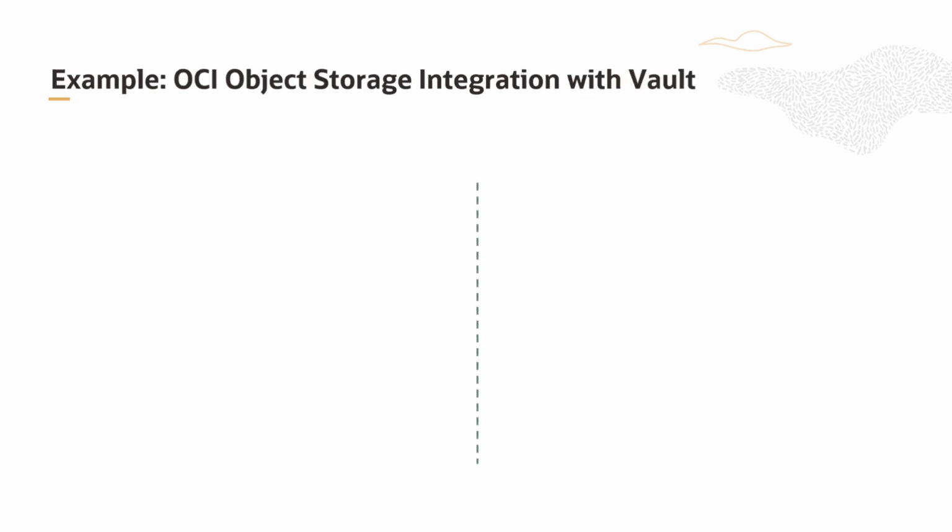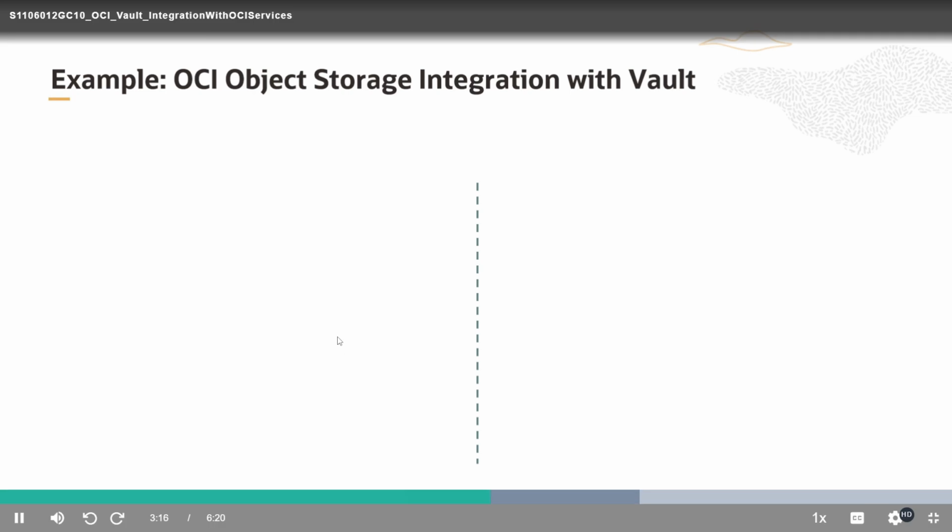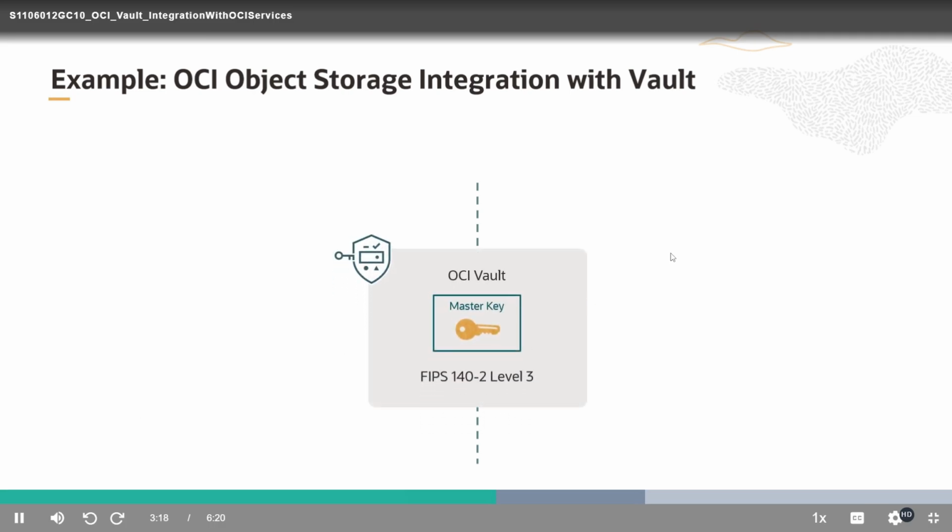So now let's take a visual look at how all of this works under the covers, as it's an important concept to understand. Here is your vault backed by a hardware security module which is FIPS 140-2 Level 3 compliant. Within OCI Vault Service, leveraging the Identity and Access Management Service, you define authorization policies to determine which services and users have access to your vault, even down to a particular key.